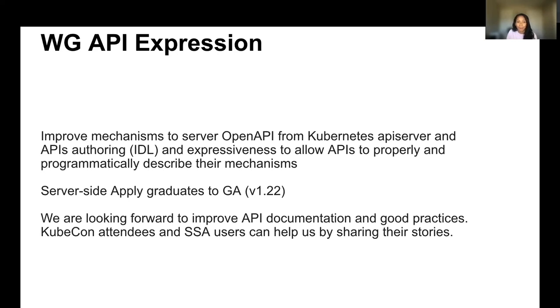Working Group API Expression. This group improves mechanisms to serve OpenAPI from the Kubernetes API server, and API authoring and expressiveness, to allow APIs to properly and programmatically describe their mechanisms. Server-side apply graduates to GA and allows new paradigms for controller authors, making it easier to implement and actuate their intent. Server-side apply helps users and controllers manage their resources via declarative configurations. It also allows them to create or modify their objects declaratively simply by sending their fully specified intent. After being in beta for a couple of releases, server-side apply is now generally available. Congrats.